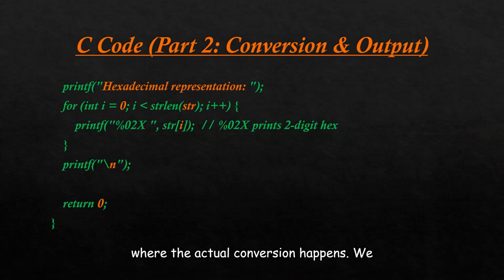Here is where the actual conversion happens. We print a label that says hexadecimal representation. Then using a for loop, we iterate over each character of the string. Inside the loop, we use printf with the format specifier %02x. This ensures every output is shown as a 2-digit hexadecimal value in uppercase. Finally, after printing all the characters, we add a newline and return from the program.